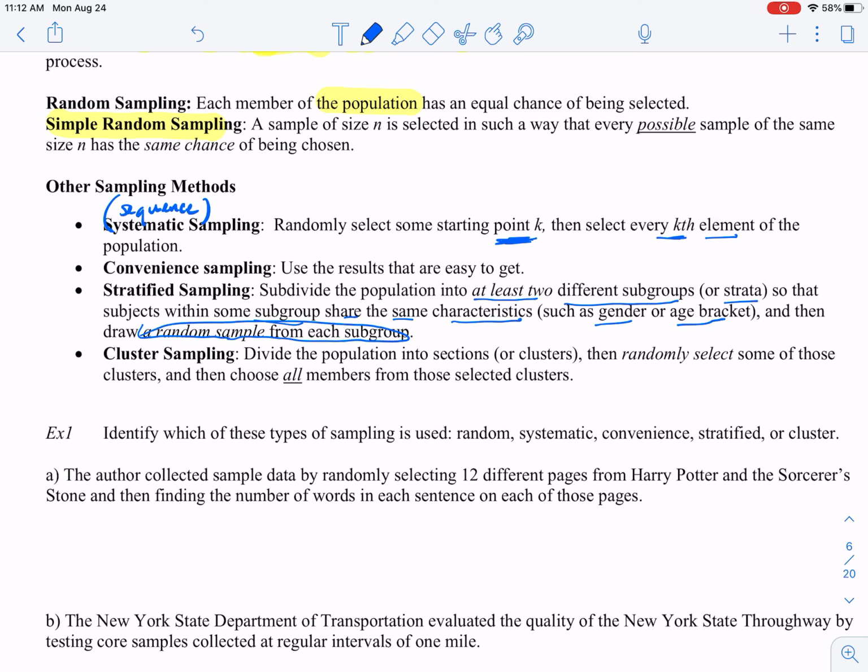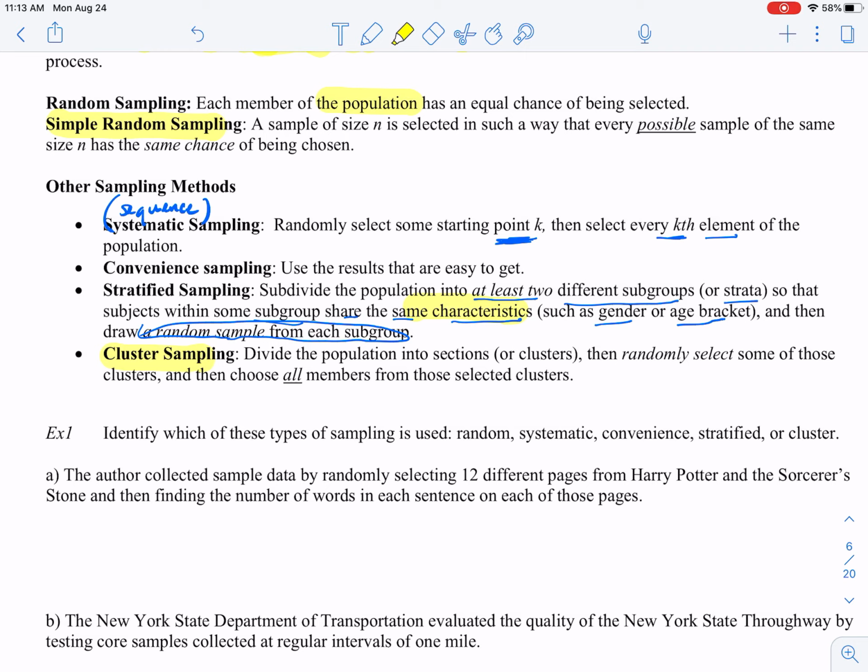Cluster sampling. This says that first we divide the population into clusters, but the subjects within a cluster do not necessarily share the same characteristic. So that's the first difference between stratifying and clustering.